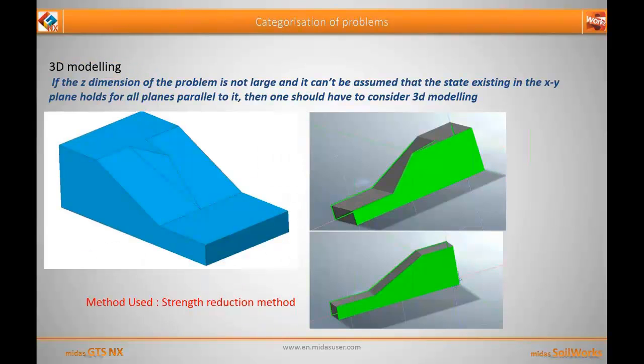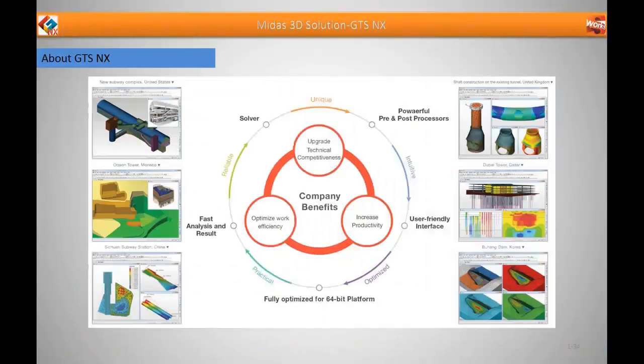Now, as we were talking of the categorization of problems, the first was the 2D and the second is the 3D. In the 3D, if the z direction becomes very large, as I discussed, and it can't be assumed that the state existing in the XY plane holds for all planes parallel to it, you can't go for 2D modeling. So in that case, we need to consider 3D modeling, and here I would like to introduce you to the product of MIDAS, that is the 3D solution called GTS NX.